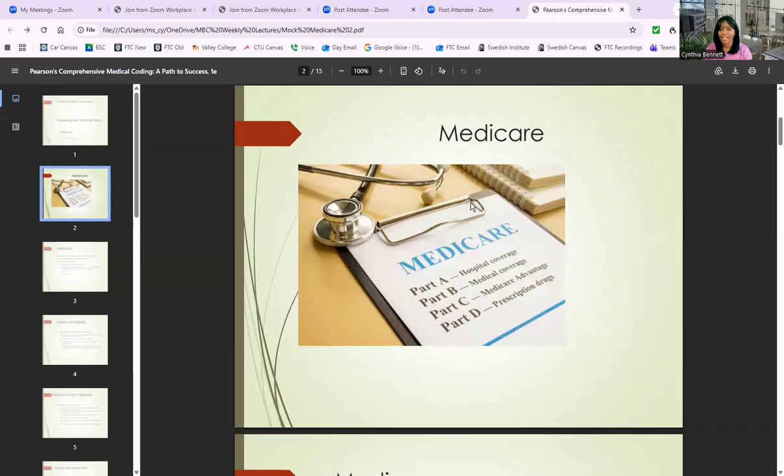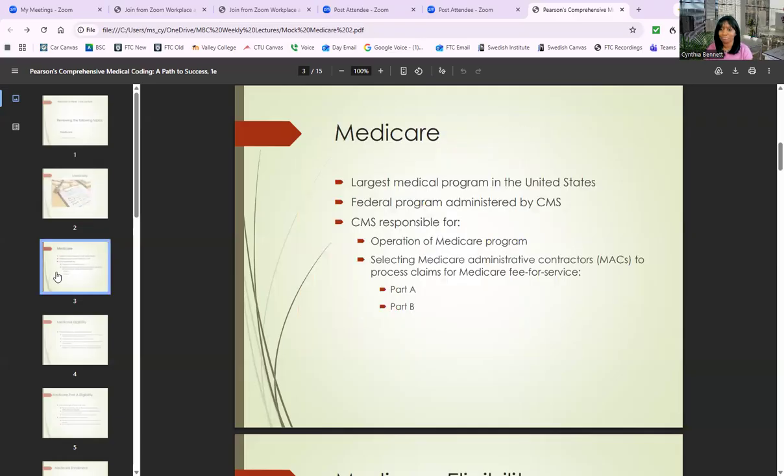Medicare is actually broken down into four different parts. You have your Medicare Part A, which is for your hospital insurance, your Medicare Part B, which is for medical, like office visits. You have Medicare Part C, which is the Medicare Advantage plans. And then you have Medicare Part D, which is the prescription plans.